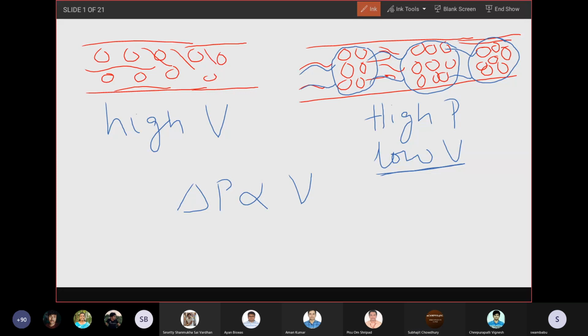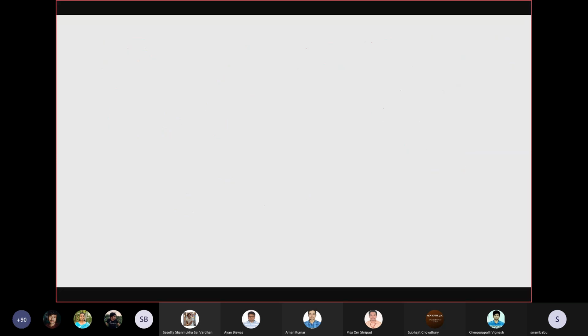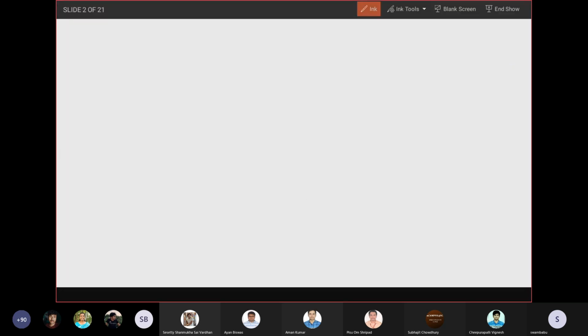So now, how do we design such pneumatic transports? What are all the factors we need to consider in designing them? That we will see now. So now we have a silo. So this is the silo, right? And from it the particles are coming down.